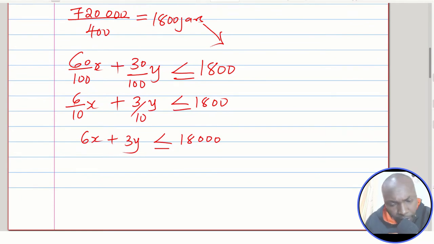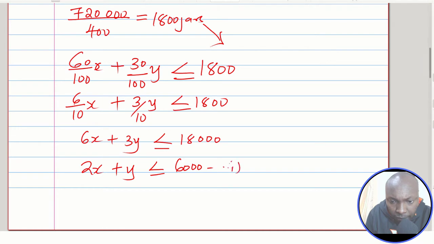Then you can divide everything and simplify by 3. Dividing everything by 3, we get 2x plus y less than or equal to 6,000, since 18,000 divided by 3 is 6,000. So this gives the first inequality that you obtain.